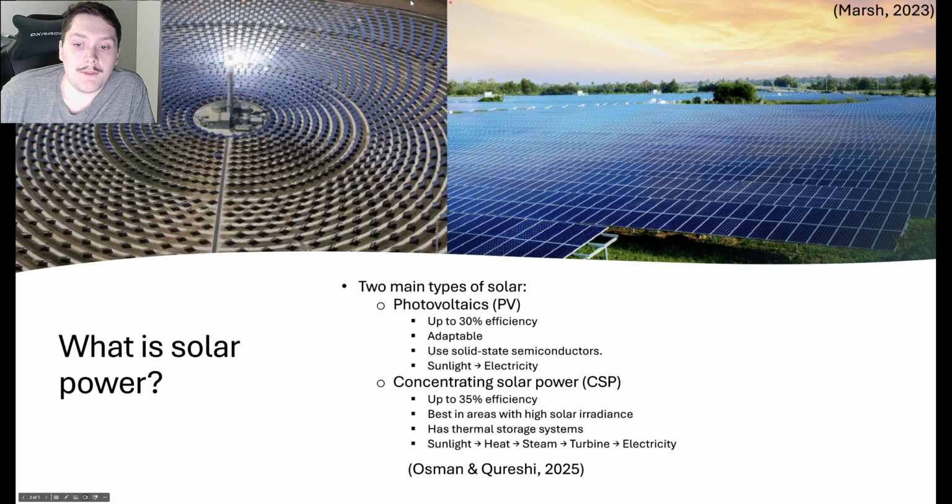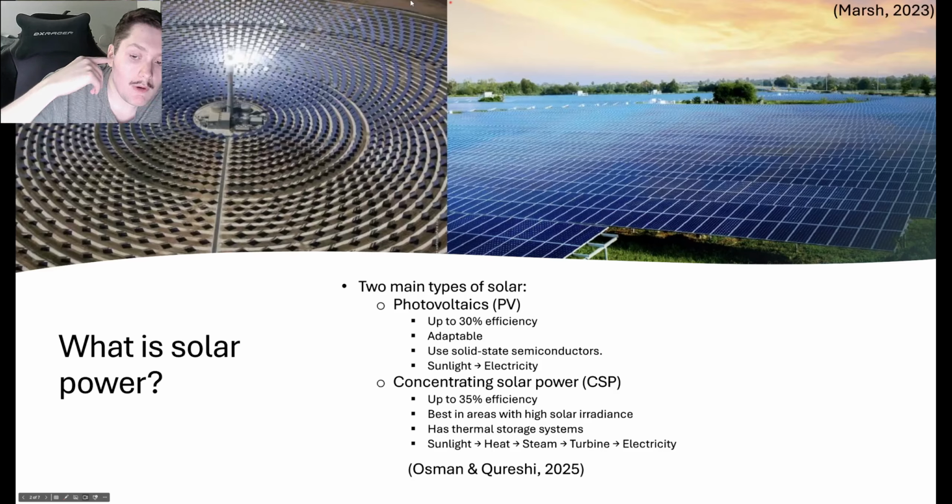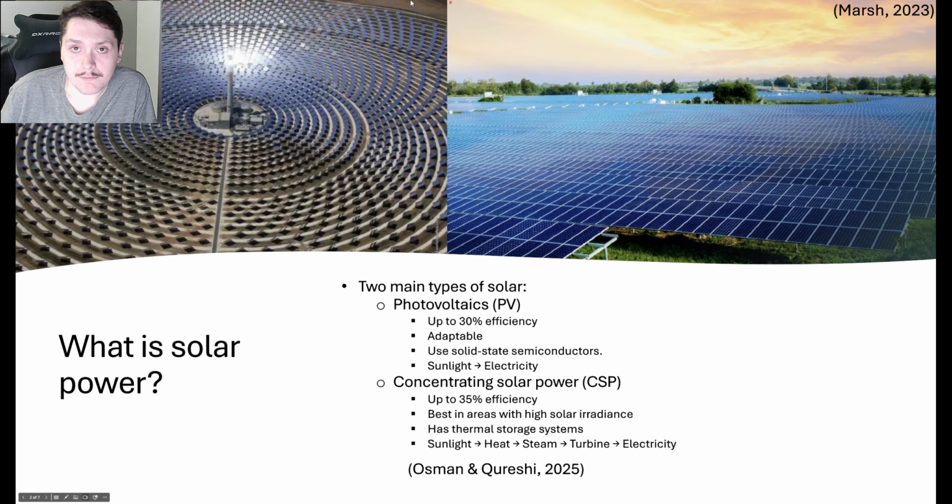Concentrating solar power plants, on the other hand, are a little bit more roundabout in how they convert solar power into electricity. They convert sunlight into heat, heat into steam. Steam turns a turbine, and then it converts to electricity. They can be up to 35% more efficient, which is a boon, but they're also a little less adaptable, and they need a large space. They're best used in areas with high solar irradiance, and they also have thermal storage to help when there's no solar power at night.